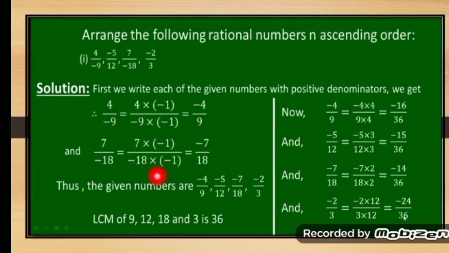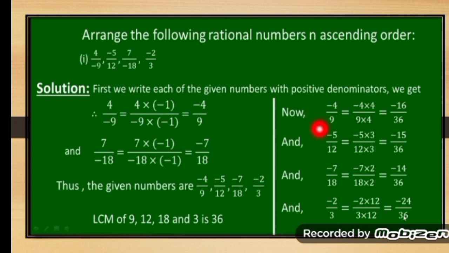After making the denominators positive, we get minus 4 by 9 and minus 7 by 18. So now we have all these denominators positive. In the second step, we will find their LCM. The LCM of 9, 12, 18 and 3 is 36. So according to step 3, we will make the denominators the same, equal to their LCM.